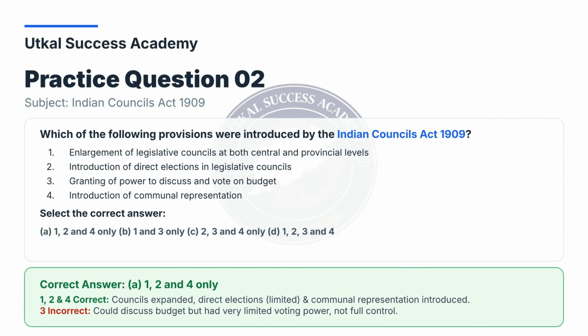Question 2 checks the provisions of the 1909 Act. Enlargement of councils, direct elections, and communal representation were introduced.